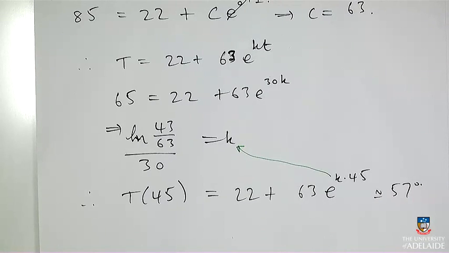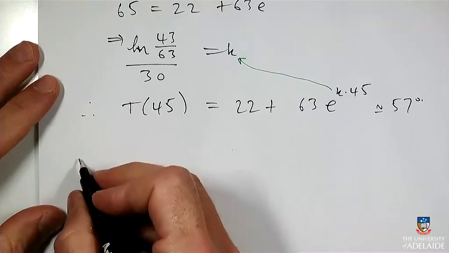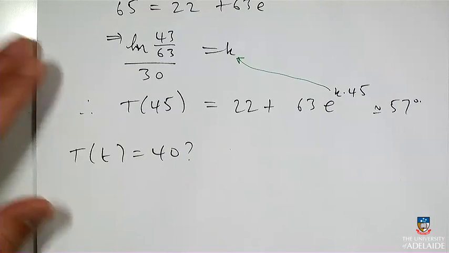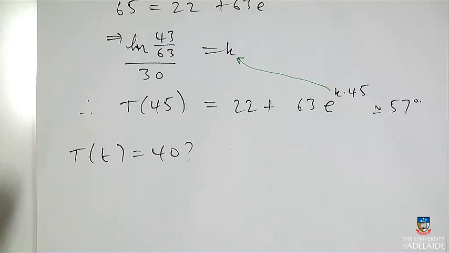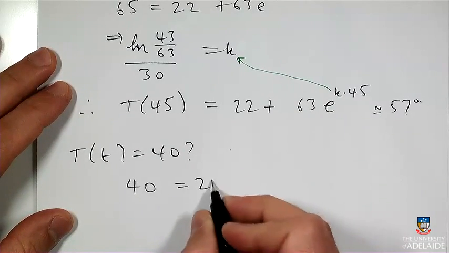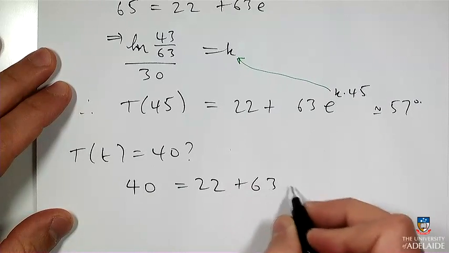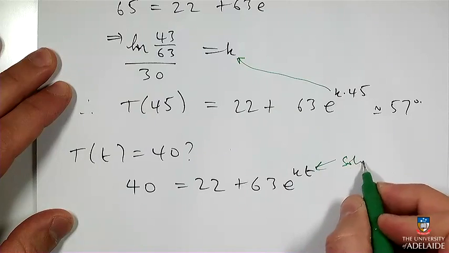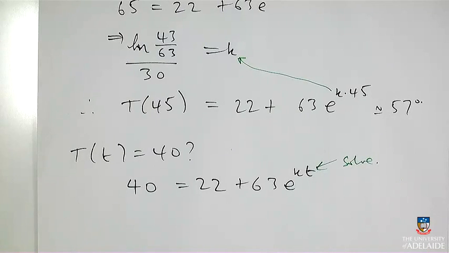So the other part of the question is, when will it be 40 degrees? This is the other way around, right? So T of what equals 40? That's the other question. So now you have to solve for t. You know big T, and you don't know little t, right? So solve for this. But we know k now, right?